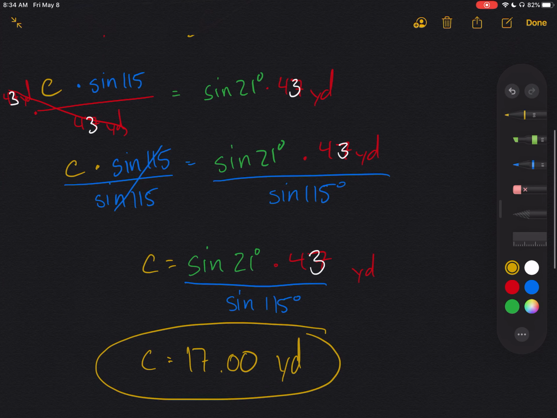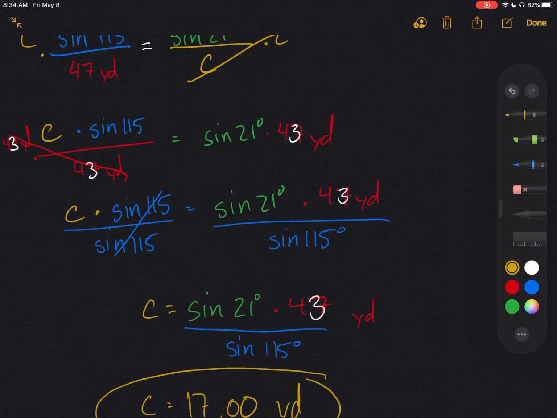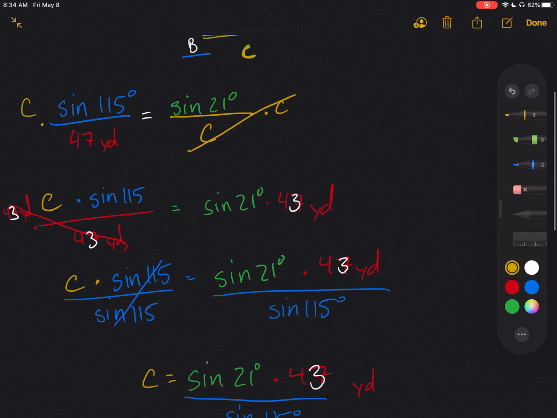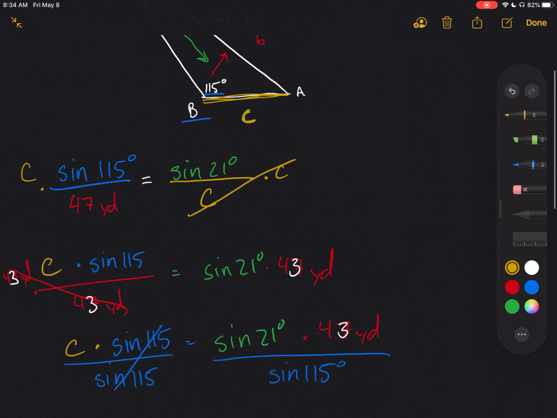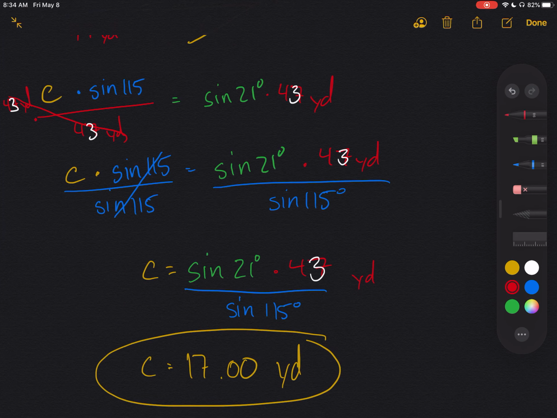Hopefully that was helpful, minus my small error there. If you were confused at the beginning, I apologize for that. But all you need to do is set up your ratios, and then solve for the missing variable, whether that's an angle measure or a side length. And once you've come to this step here, then you've really done all the mathy stuff, and you just have to plug it into a calculator.